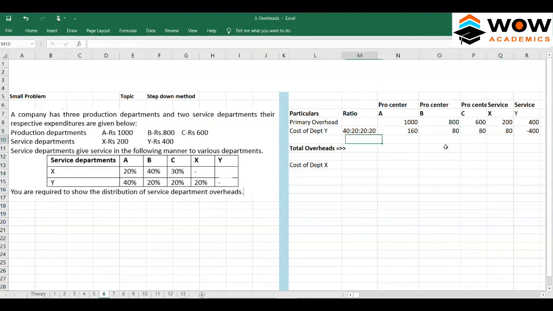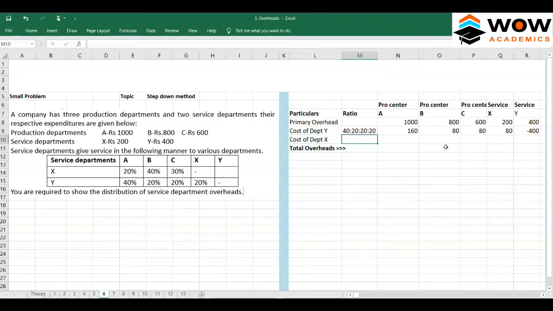Okay, so we have got for cost of Y we have split. Now we have to split the department X cost. Department X, if you look, it is 20 is to 40 is to 30. So Y is gone, that becomes 0, but X is not 200, it's 280, because we have allocated some part of the Y also. So 280 into 20 divided by 20 plus 40, 60, 60 plus 30, 90. So 90 is the multiplication number.